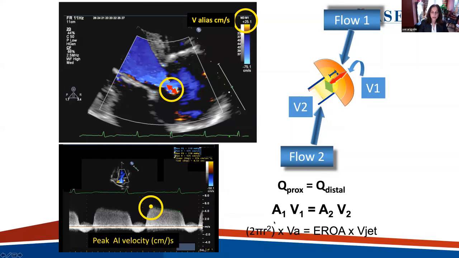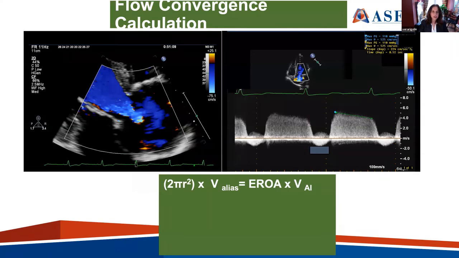So if we plug in the numbers, the flow on the proximal end of the valve is 2 pi r squared, with the radius being what we measured from our hemisphere here, times the aliasing velocity, which equals the EROA times the peak velocity of the AI jet. And that is this value over here. Then if we solve for the EROA, we just bring the jet velocity measurement to the denominator, and then we calculate our EROA. So let's go through how to do that.